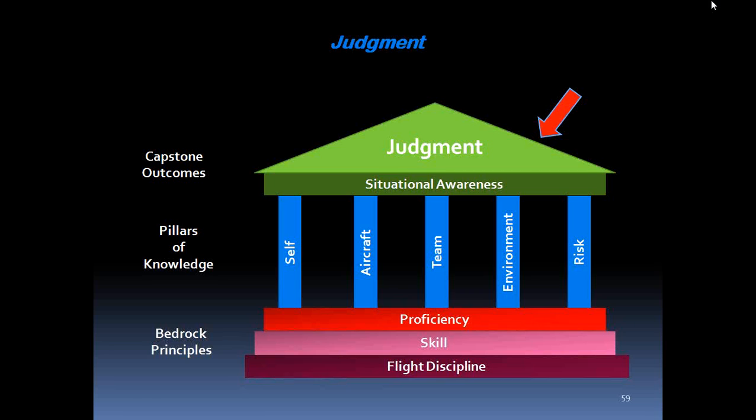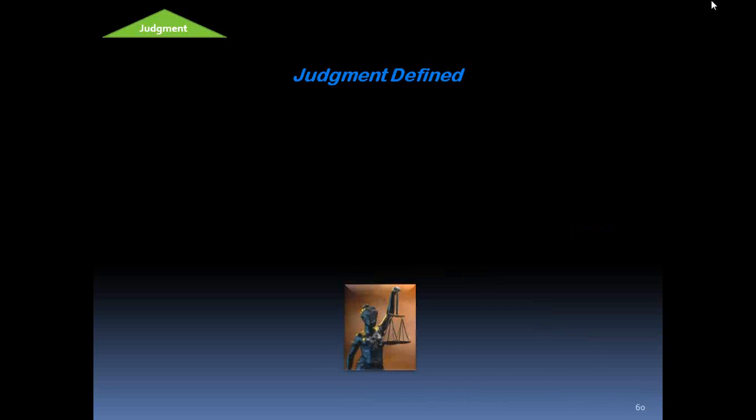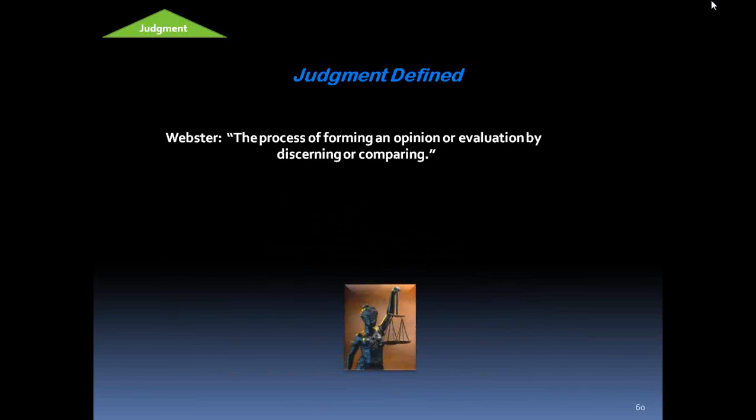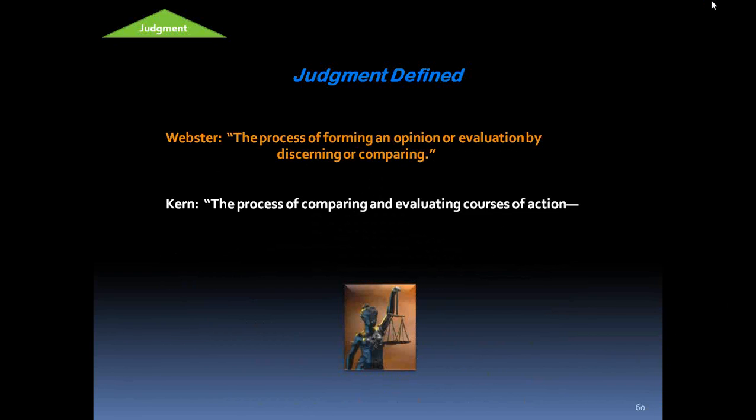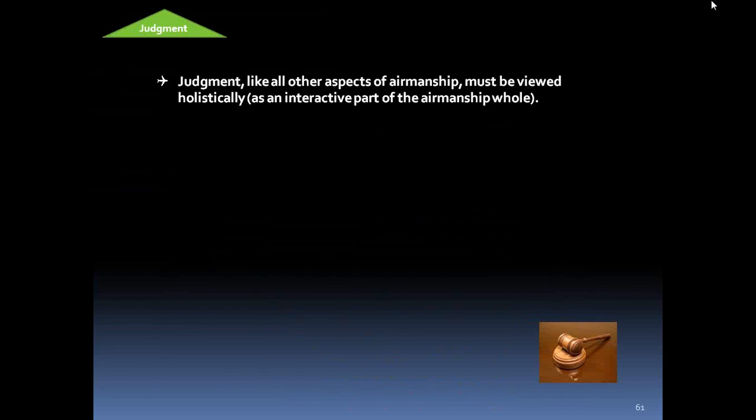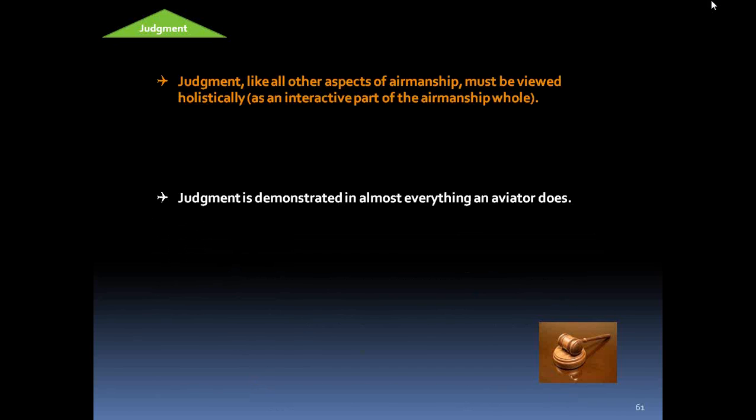And let's look at the final element of the Kern Airmanship model and Capstone outcome, judgment. Let's define it first. Webster says judgment is the process of forming an opinion or evaluation by discerning or comparing. Kern says judgment is the process of comparing and evaluating courses of action as defined by the pilot and the extended flight team. So, judgment. Judgment, like all other aspects of airmanship, must be viewed holistically. It's an interactive part of the airmanship whole.